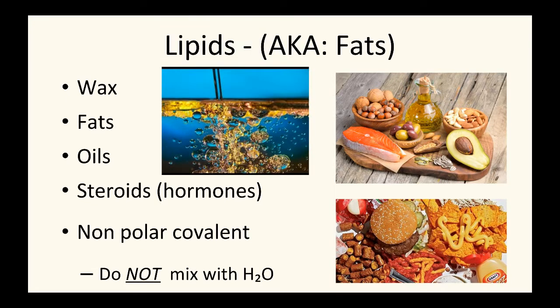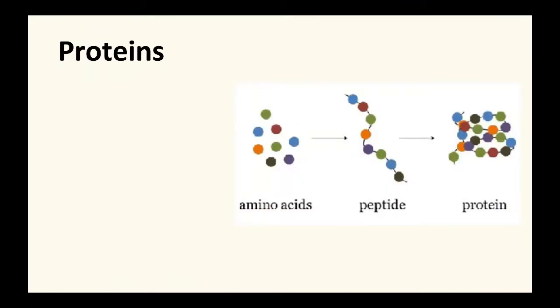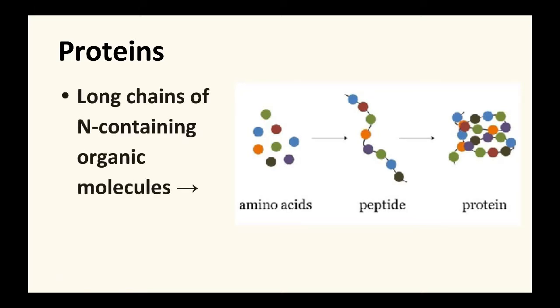Moving on. There you go. You have your oil and water mixing. They're nonpolar covalent, so they're just going to reject each other. Moving on to our proteins. So these play a huge role. It's just long chains of nitrogen-containing molecules. You start with amino acids. A group of amino acids we call a peptide. A group of peptides is a protein.